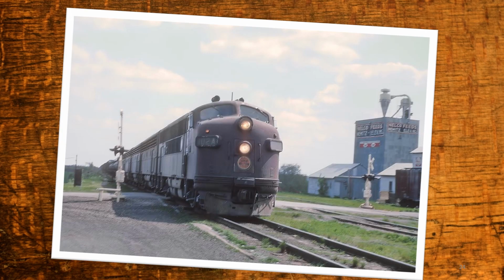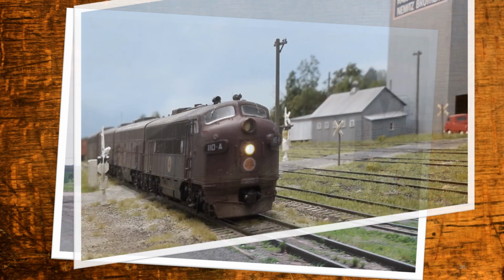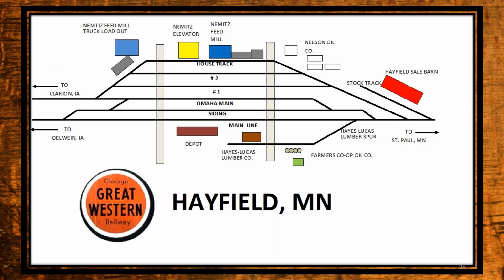Here's a prototypical shot of train 92 coming into Hayfield. And here's my representation of that same train on the layout. This is a picture taken on the layout of train 92 coming into Hayfield from the south.